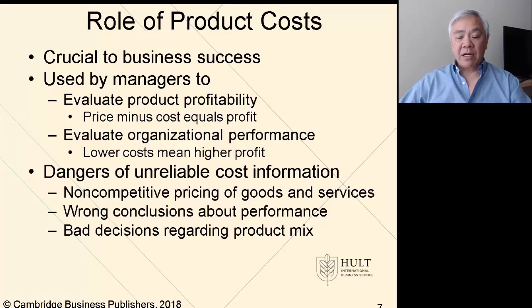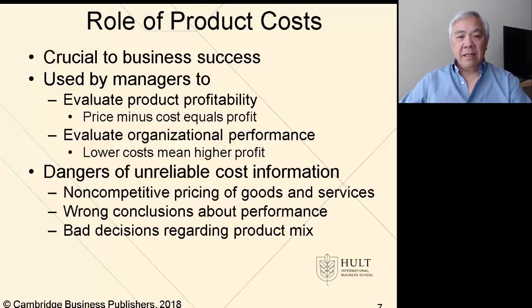What are the role of product costs? Well, first of all, it's crucial to a company's success. We look at the product profitability to see if we're manufacturing products that are suitable to customers and they pay a good price for it, and we can measure our margin. Second, we'll look at organizational performance. We'll look at one product line versus another, or one department versus another, and see who is generating the most profitable operations.